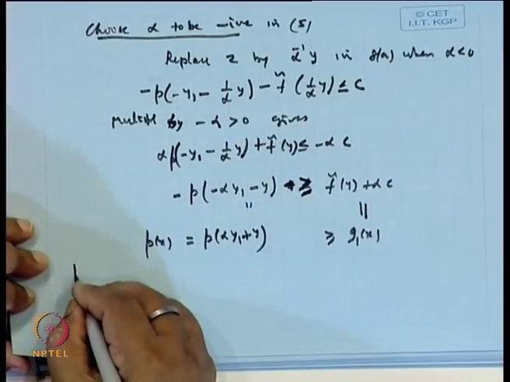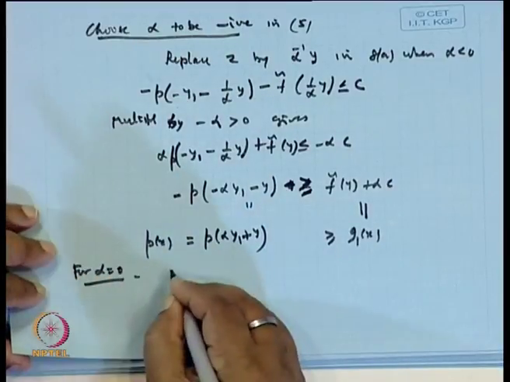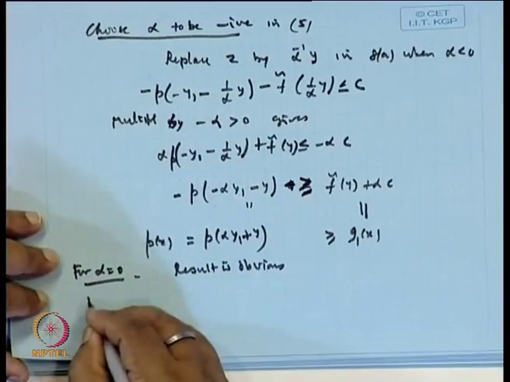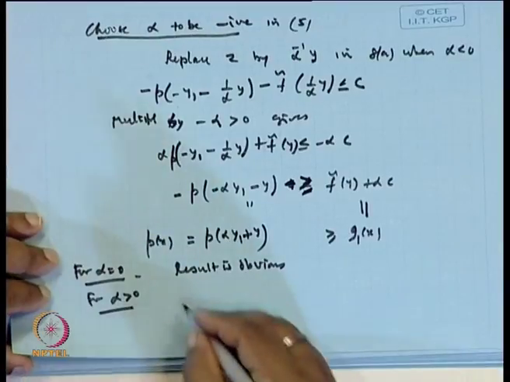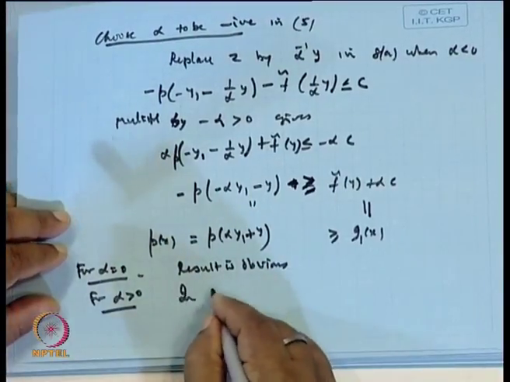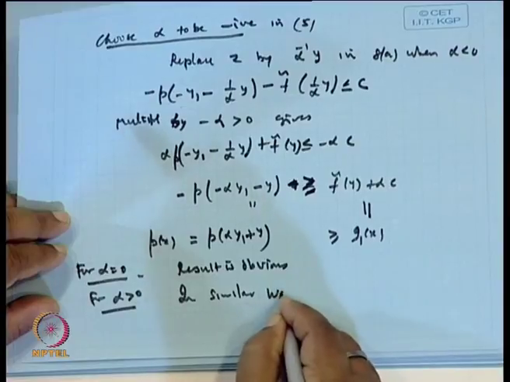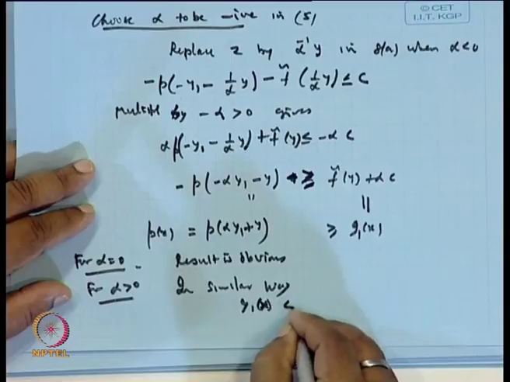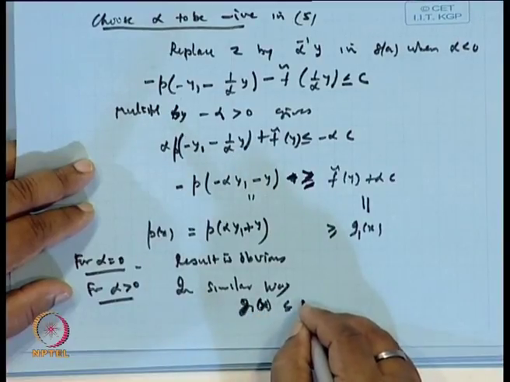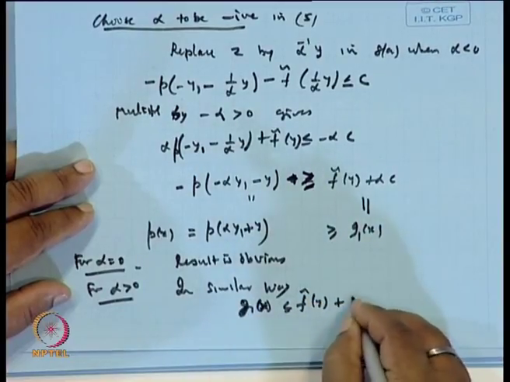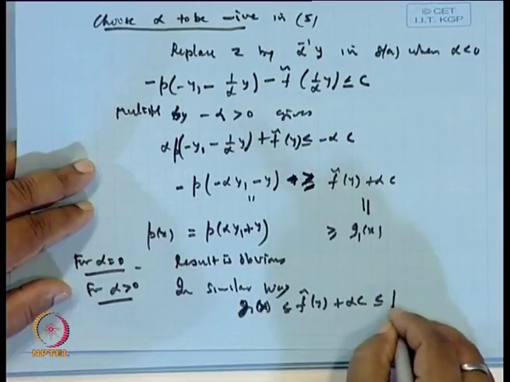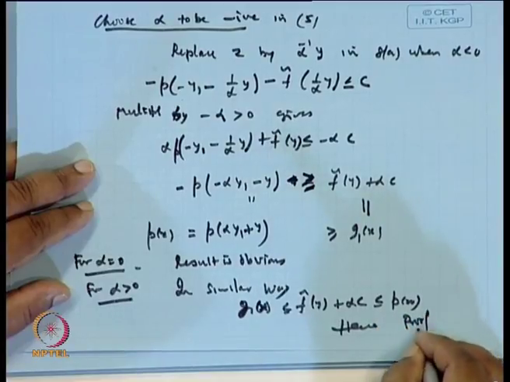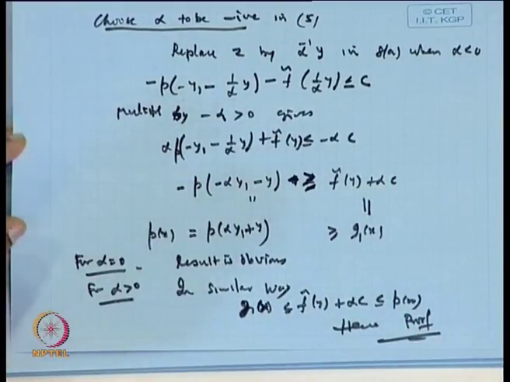Now, for alpha equal to 0, the result is obvious, and for alpha positive, in a similar way we can show that G1x is less than or equal to f delta y plus alpha c, which is less than or equal to P x. Hence, proof. This we can do. Thank you. Thanks.